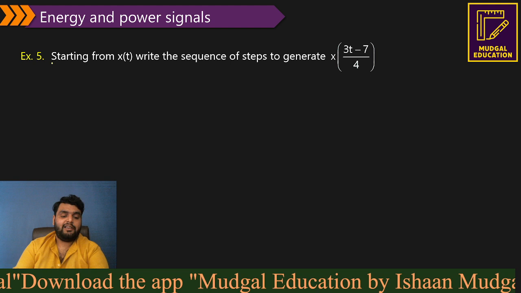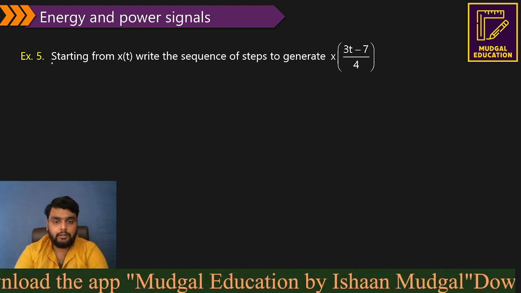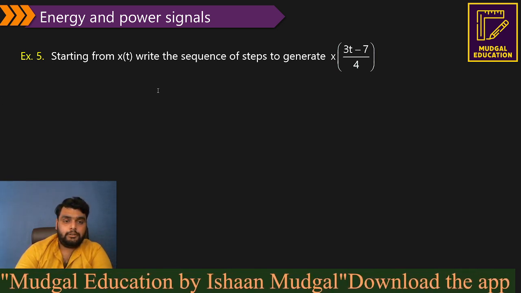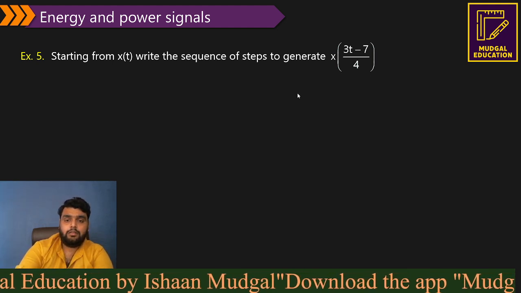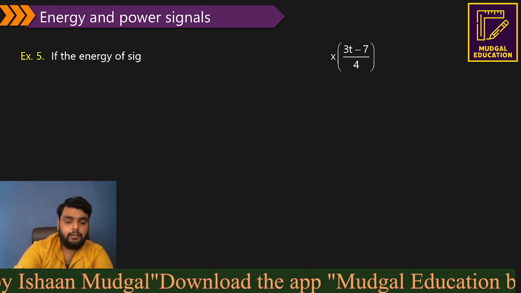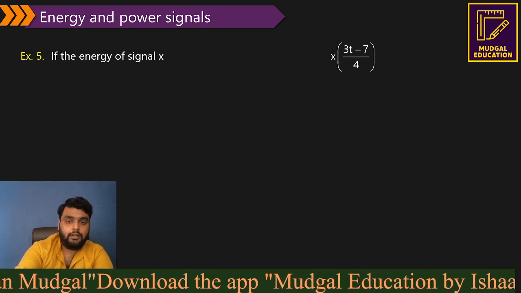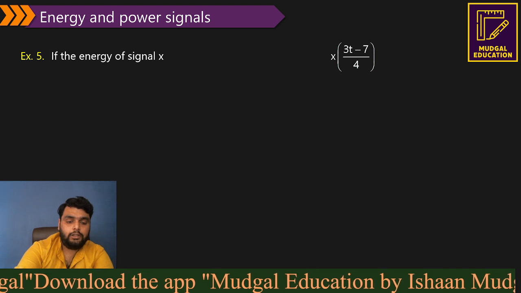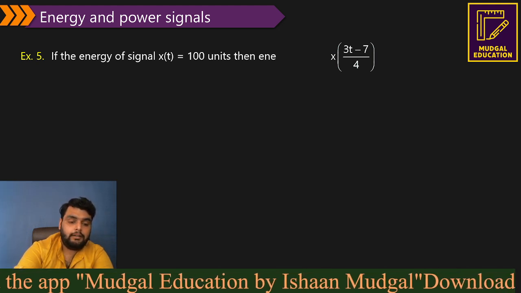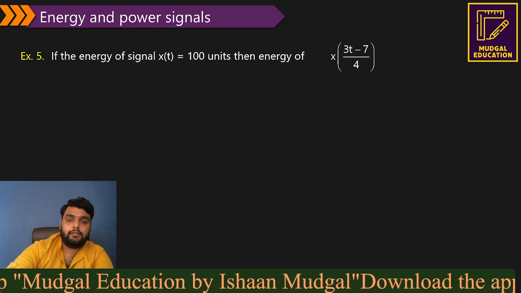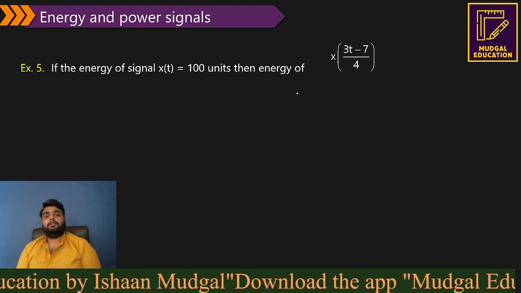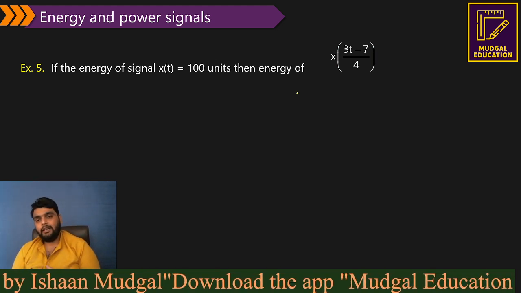Let me correct the question. Just 1 minute. Let me correct the question in the original file. If the energy of signal x(t) is equal to 100 units, then we need to find out the energy of this signal. Okay, so I will advise everybody to pause the video and then solve it.